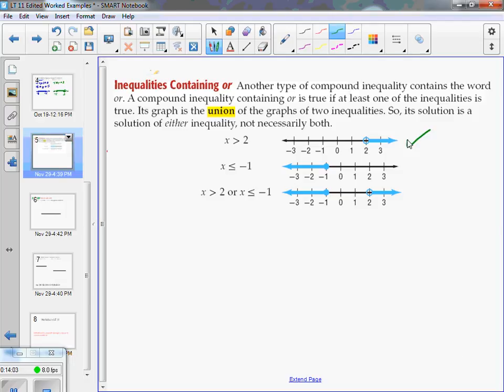So look, here's the graph of x is greater than 2. Here's the graph of x is less than or equal to 1. Here's the graph of the solution of x is greater than 2 or x is less than or equal to negative 1. And there is no way to write that without the word "or." You always have the word "or" in there. You cannot eliminate it. That's the only way to write that solution. All right? Any questions? Let's see how it works out.